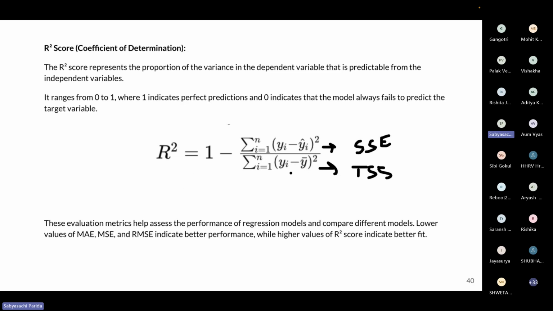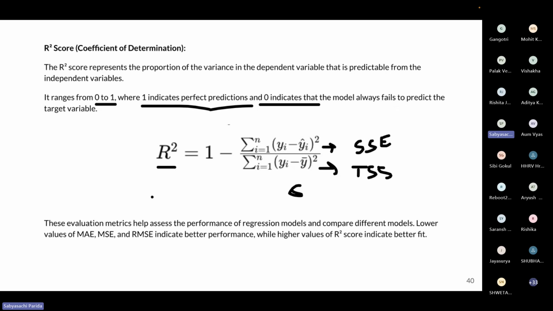For all the samples that I have, how much variance is there? If I take the difference of my mean value versus the actual values, this would be, in other words, the variance for my data. So how much variance is there within my target value, and how much error is coming up between the target values and my predicted values. If I take a ratio of that and subtract it from 1, that gives me the R square. The R square value would always be between 0 and 1, where 1 indicates a near perfect prediction and 0 indicates that the model fails to predict the target value.